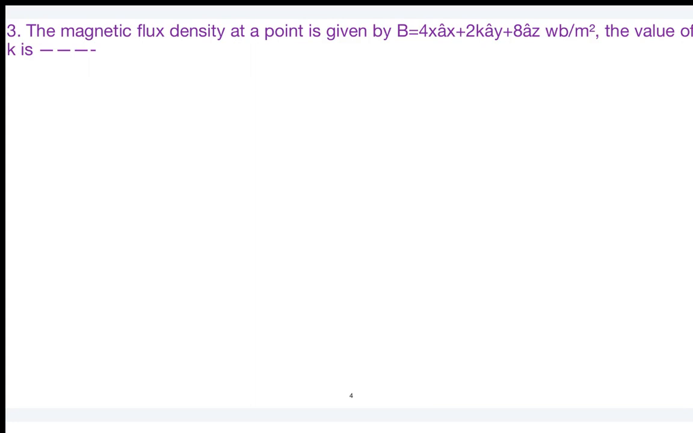Yeah, see that? There is a magnetic flux density at a point given by this, a magnetic flux density in Weber per meter square. Then you need to find this constant K.